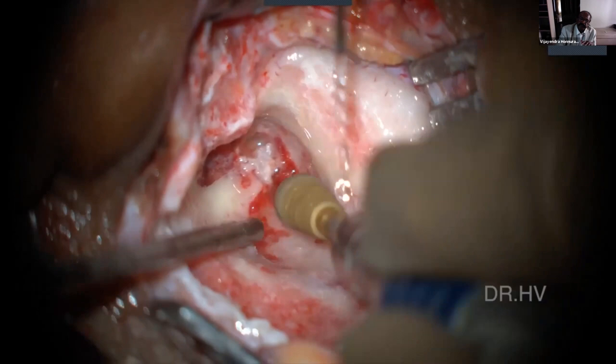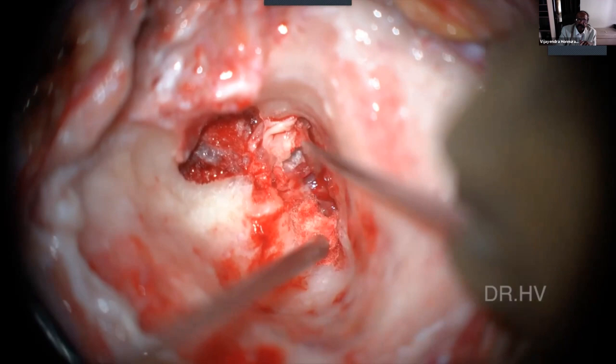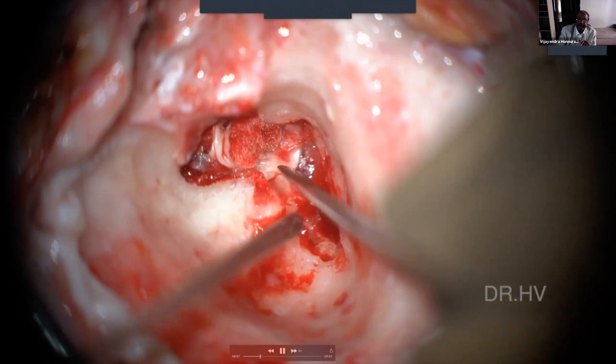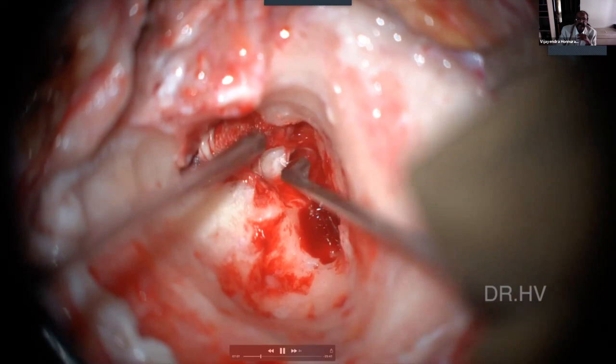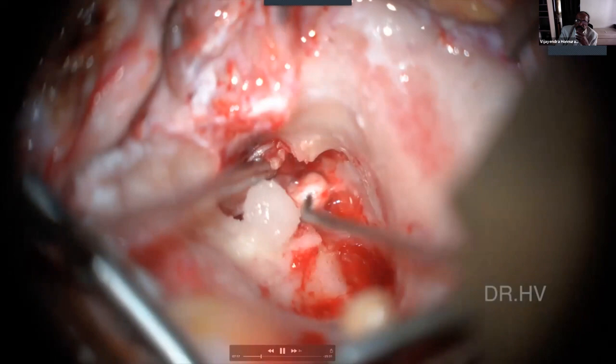Then I elevate this tympanomeatal flap, going to the anterior attic space. Then you have to remove the anterior buttress. This is the anterior buttress. Anterior buttress is nothing but where the posterior bony meatal wall meets the tegmen plate. Once you remove the anterior buttress, the tegmen antri and tegmen tympani should be in a single line.